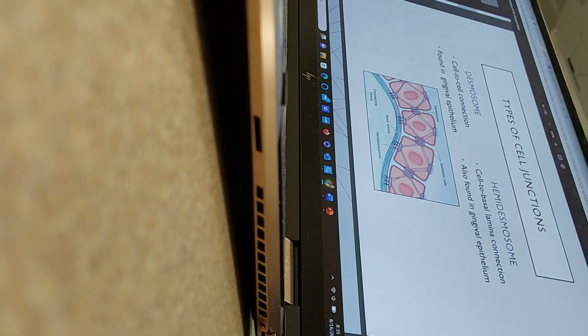Okay, so cell to cell, desmosomes. Cell to basal lamina, hemidesmosome. So what does hemi mean? Half. So that should be pretty easy to differentiate. And they look just like little clips that clip together. If you were to take a desmosome and split it, then you have two hemidesmosomes. That's how they attach to each other.